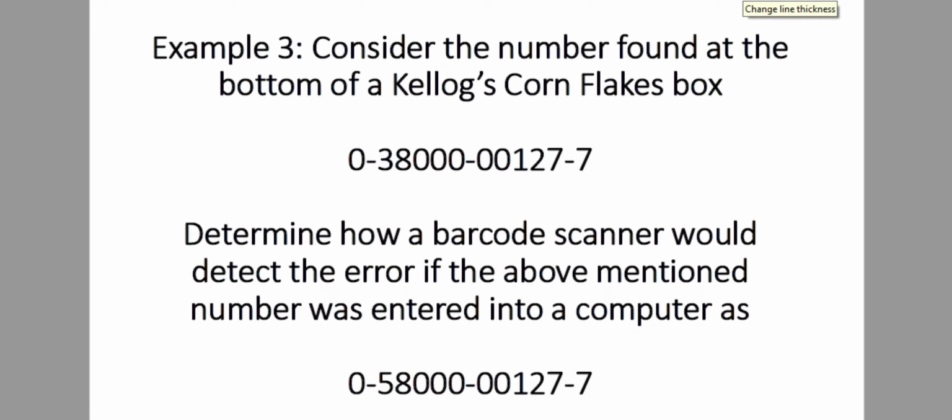Next example. Consider the number found at the bottom of a Kellogg's Corn Flakes box. We have this UPC number. Determine how a barcode scanner would detect the error if the above mentioned number was entered into a computer as this. So if you notice, the 3 was changed to 5.